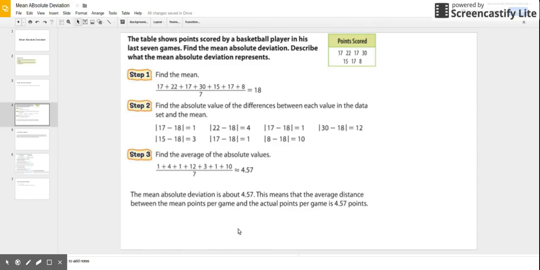This means that the average distance between the mean points per game and the actual points per game is 4.57. So in other words, the average away from the mean for each of these is 4.57.